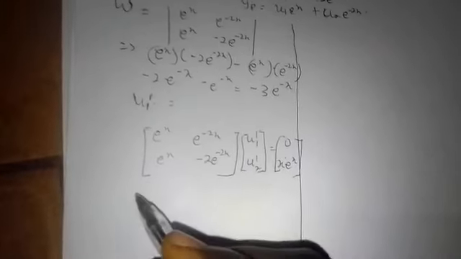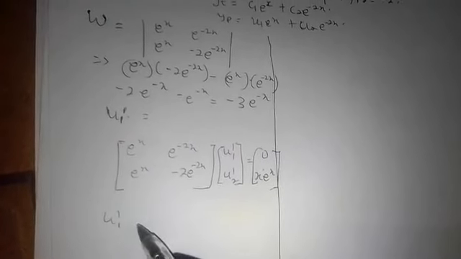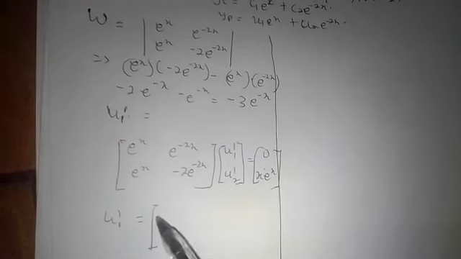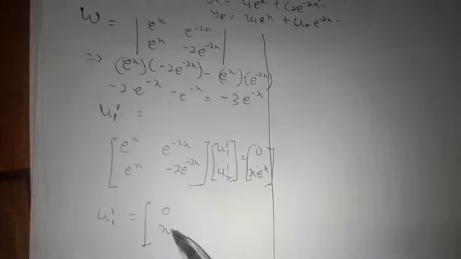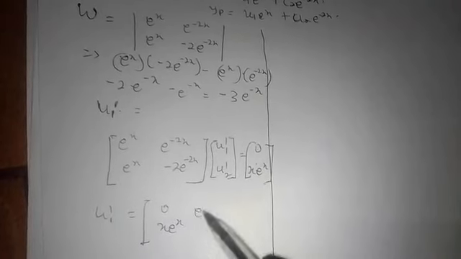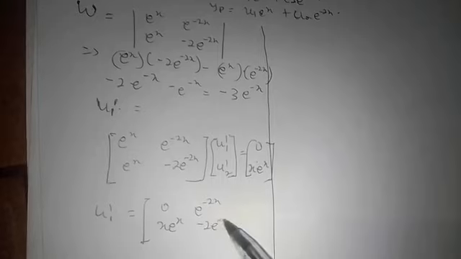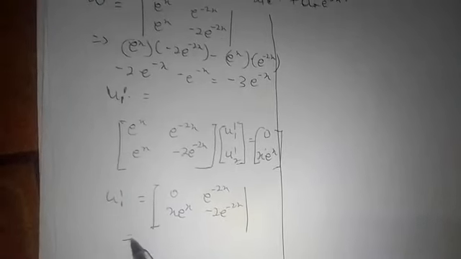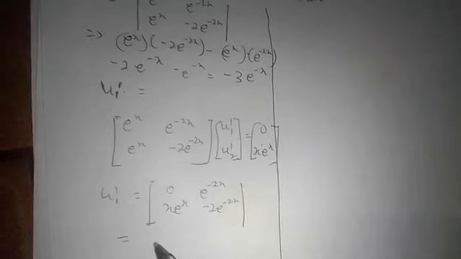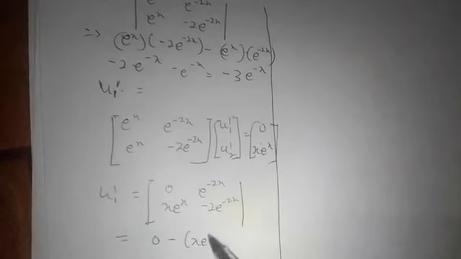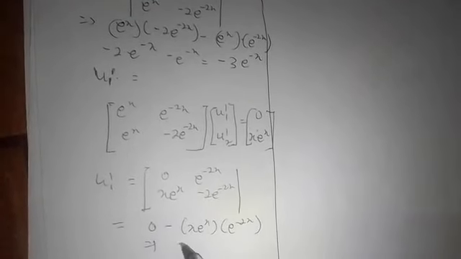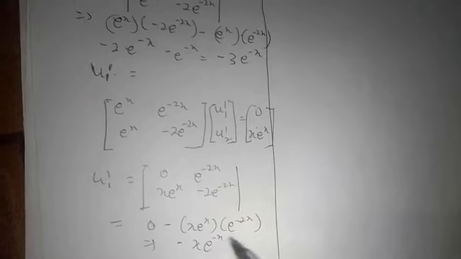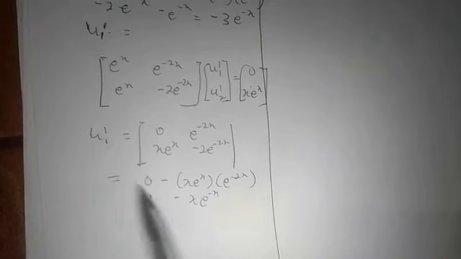To find my u1 prime is the same as replacing this whole column with this and finding the determinant. So 0, x e^x, e^(-2x), -2e^(-2x), the determinant of this will give me 0 minus the expression x e^x times e^(-2x). This is the same as -x e^(-x). So this is my u1 prime, but I'm not done.